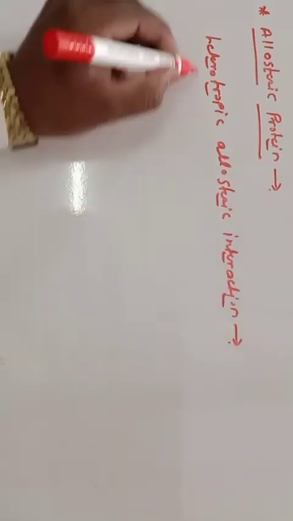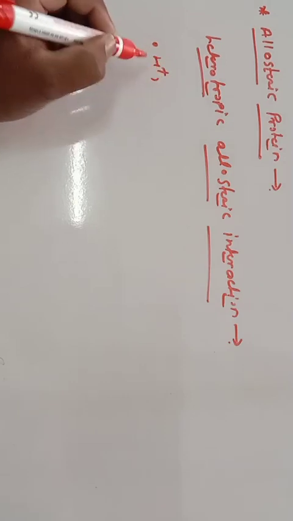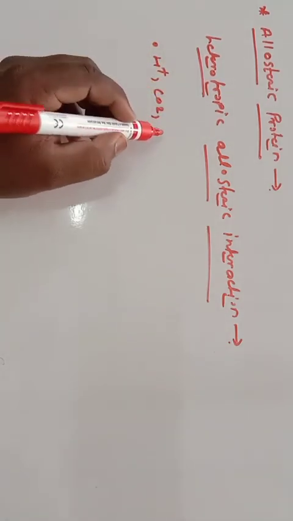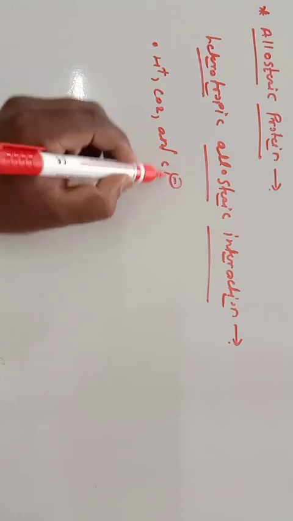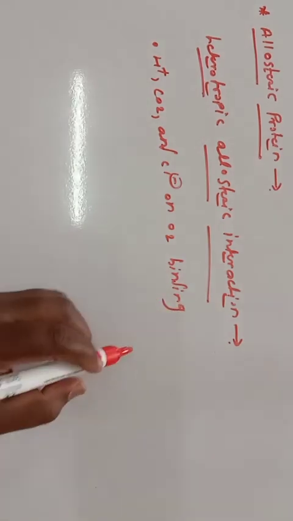Heterotropic allosteric interaction. In this case, the normal ligands and modulators are different, and therefore it is considered a heterotropic allosteric interaction. The best example is the effect of H+ ions, CO2 and Cl- ions on oxygen binding with hemoglobin. So let us discuss the effect of H+, CO2 and Cl- on O2 binding with hemoglobin.